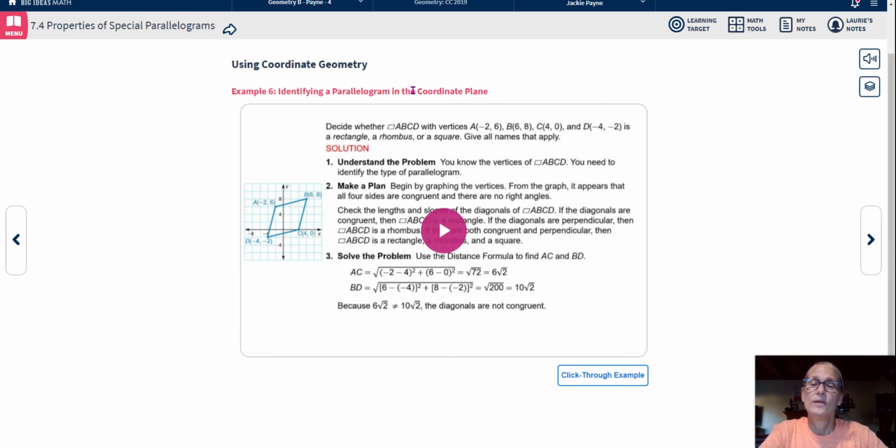Oh no. Now, the coordinate geometry, I'm going to go ahead and put this example in here. I don't know if I'm going to actually test you on it, but might as well look through it.